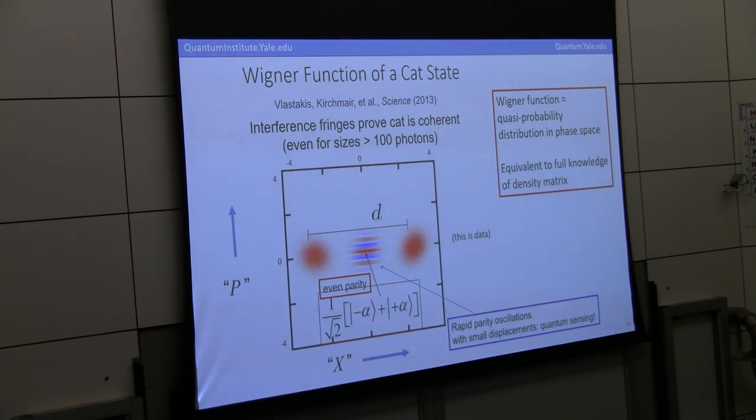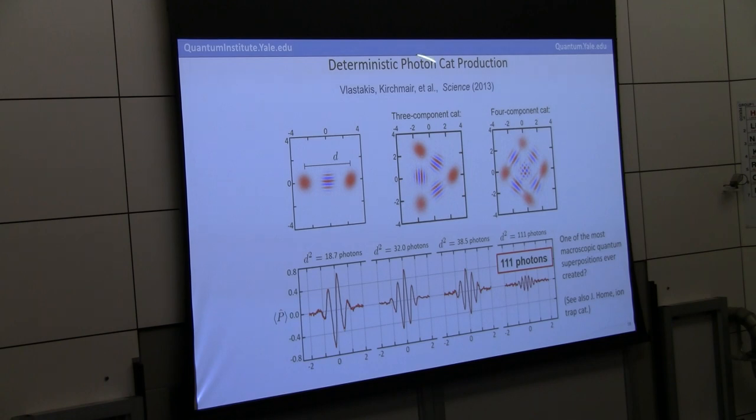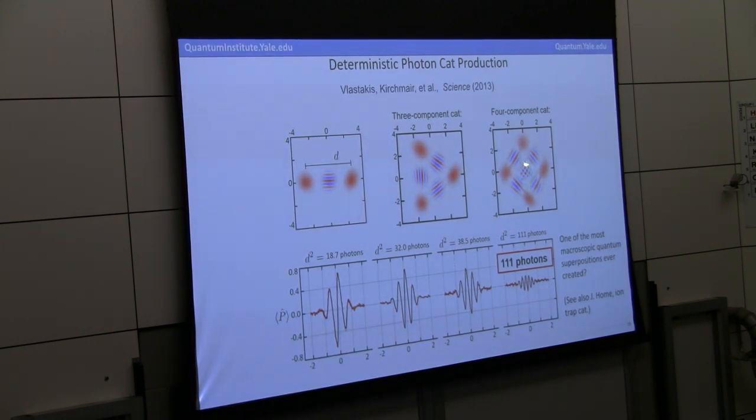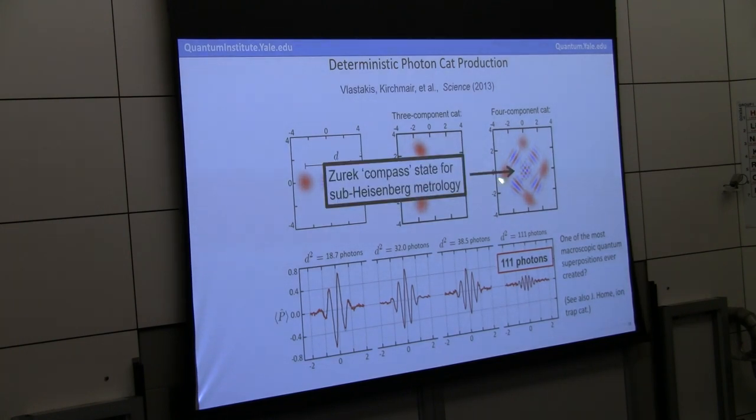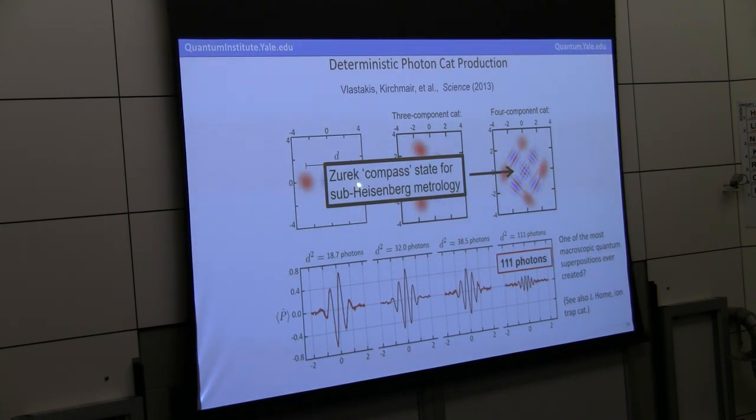very sensitively. Okay. Well, you can make three-leg cats. You can make four-leg cats where the fringes have fringes. See, it's a Zurich compass state, it's called. So now you're sensitive to displacements in both directions. You can make very large cats. So the distance between these guys squared corresponds to some photon number. And you can make here, they stopped at 111 photons at the time. Perhaps the most macroscopic superposition ever produced.